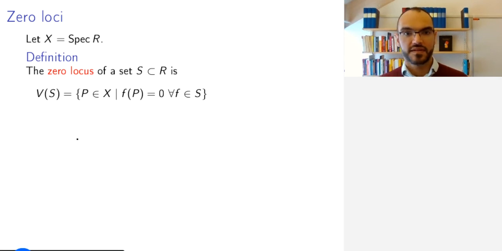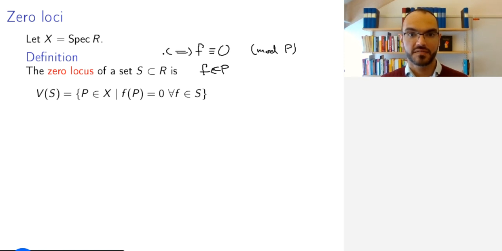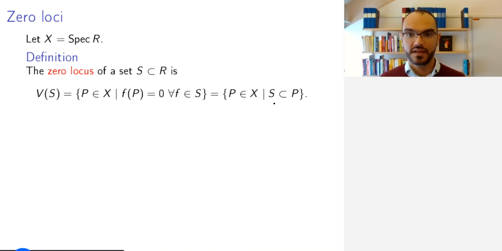Now, by the definition of evaluation at p, this means that f mod p is 0, so that f is congruent to 0 mod p, or in other words, that f belongs to p. This is what it means that f of p is equal to 0. So really, the set of all prime ideals where all points of S vanish, these are all the prime ideals containing the set S. So this is a more succinct way to write down this zero set.